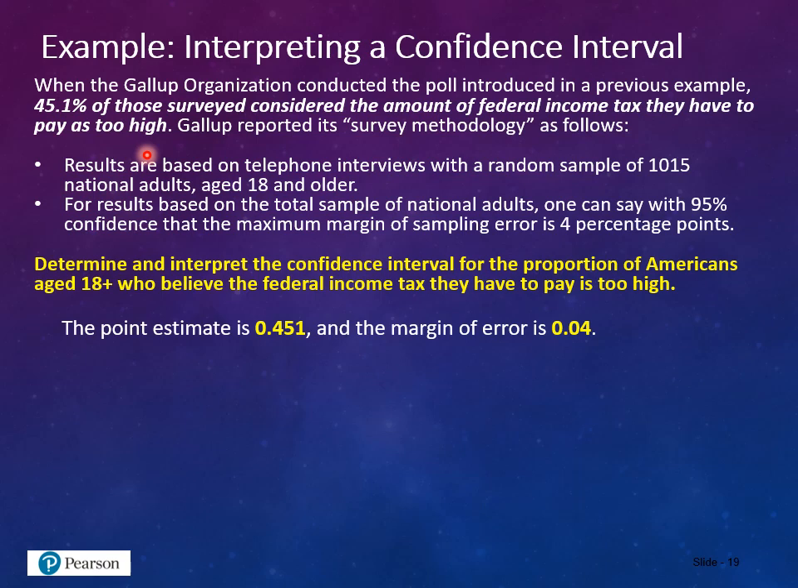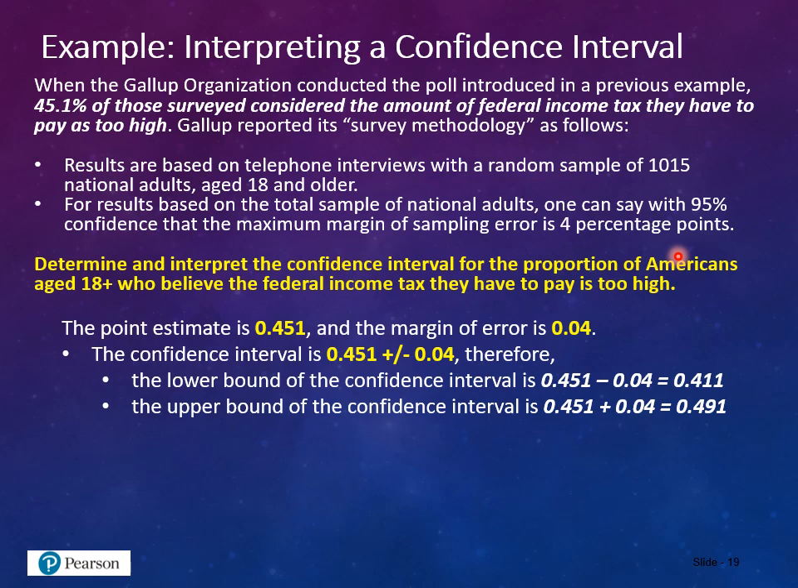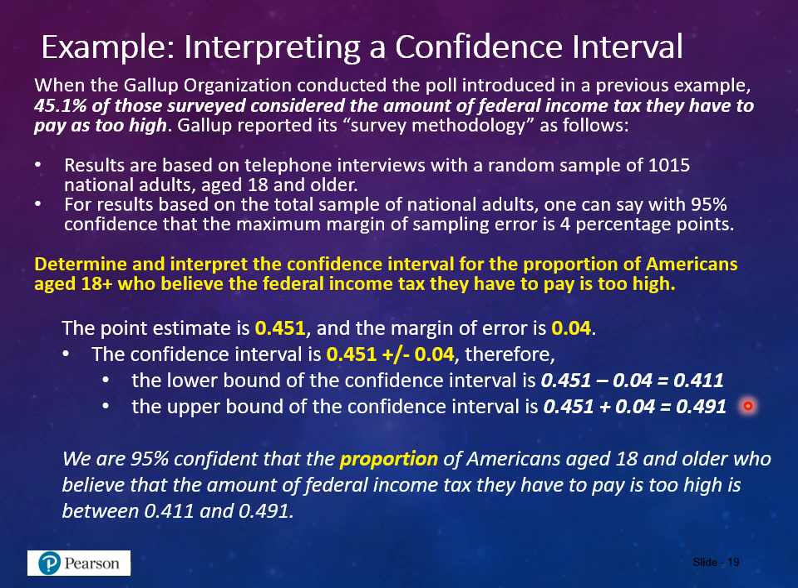The point estimate is 0.45, and the margin of error is 0.04, and that's given in their report of the survey methodology here, 4 percentage points. The sampling error is 4 percentage points. The confidence interval then is 0.45 plus or minus that margin of error. And so we have a lower bound of the confidence interval, which is the difference, which would give us 0.41, and we have the upper bound of the confidence interval as being 0.49.